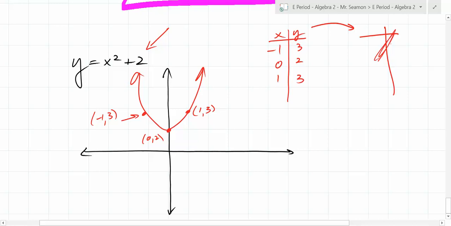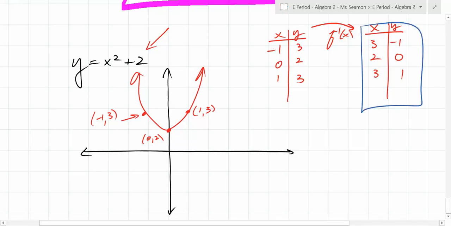So what did I say you have to do if you wanted to get the inverse? Yeah, you switch them, you swap them. So the inverse, you just switch them. You keep the same labels, but you switch them. So if we switch these, what do you end up with? 3, negative 1, 2, 0, and what? 3, 1. I'll use blue so you can see it here. So this is going to be the inverse.